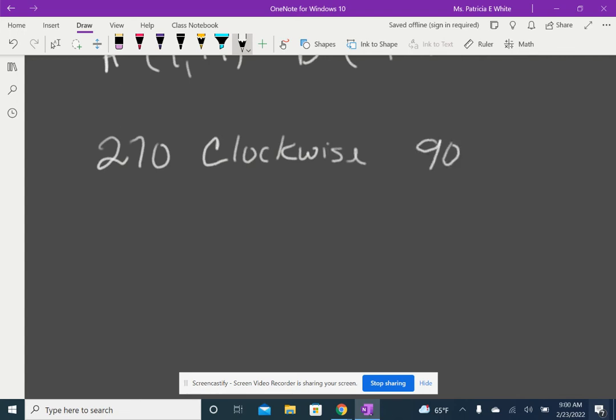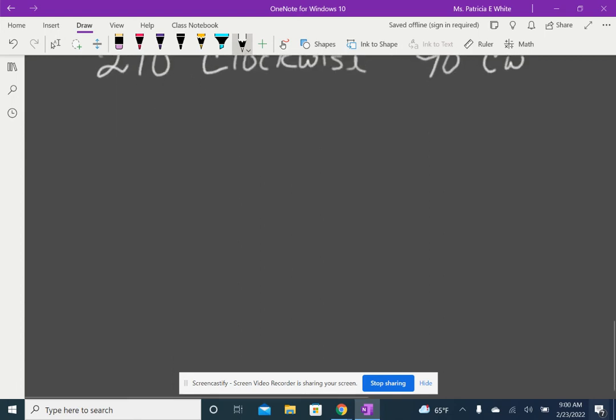Number 5 says rotate 270 clockwise. 270 clockwise is 90 degrees counterclockwise. So we're going right back to the same thing we did on number 1. Make sure when you're working these problems, you're reading them carefully as far as clockwise and counterclockwise. All right, the second part of your paper, your backside, is dilation.